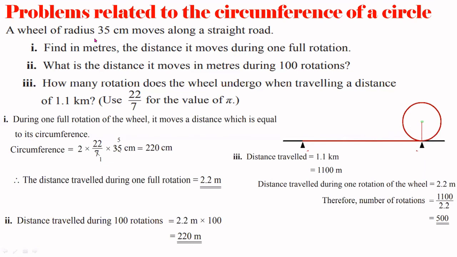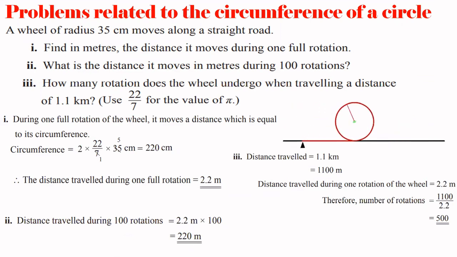A wheel of radius 35 centimeters moves along a straight road, like this wheel. Look at this wheel. What is the radius of the wheel? 35 centimeters. Radius is 35. Moves along a straight road. This is a straight line. Road is straight. Find in meters the distance it moves during a full rotation.